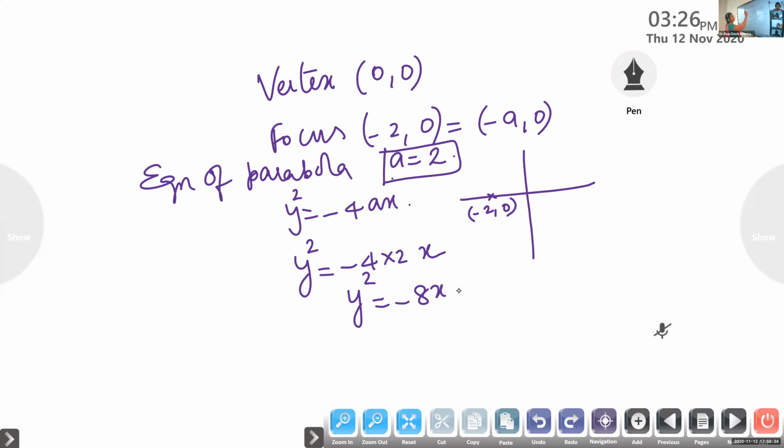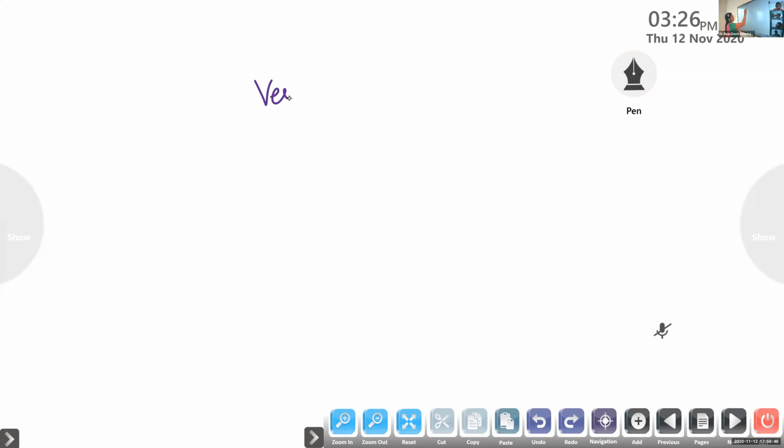Write the next one. Vertex is 0, 0 and focus is 3 by 4, 0. Solve this and give the answer.